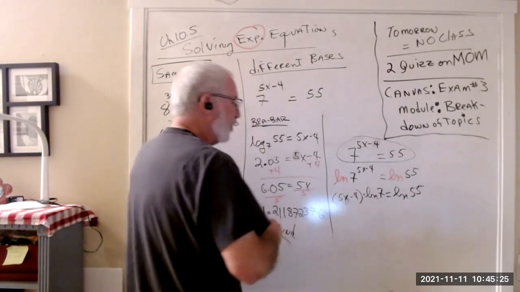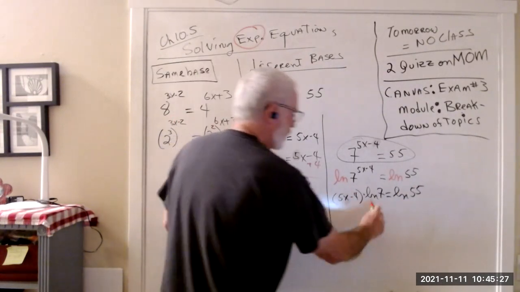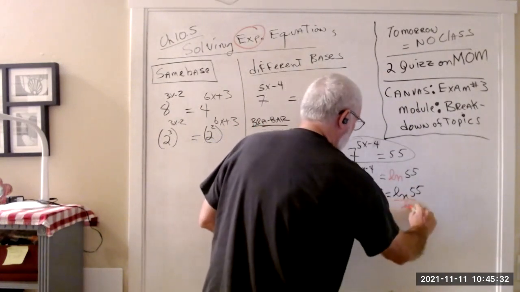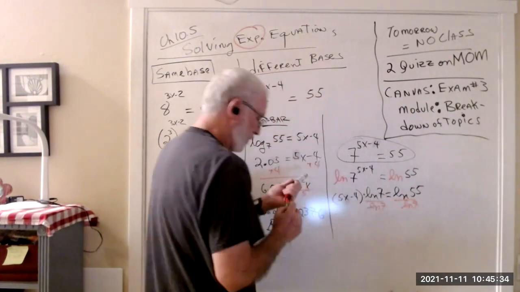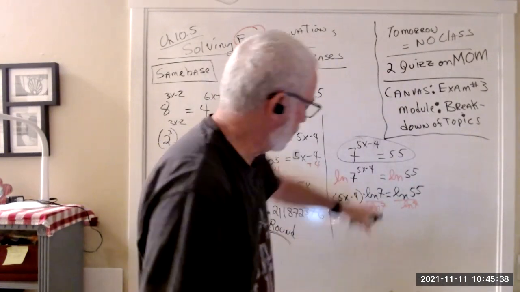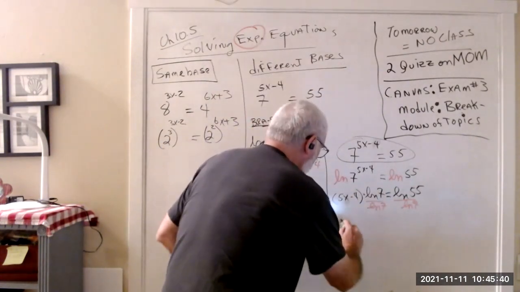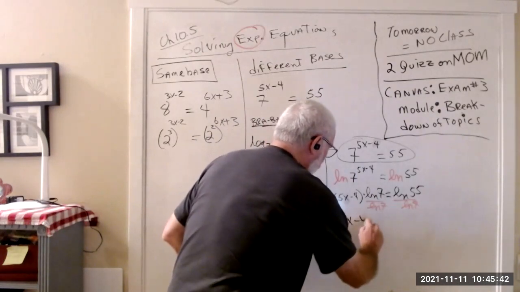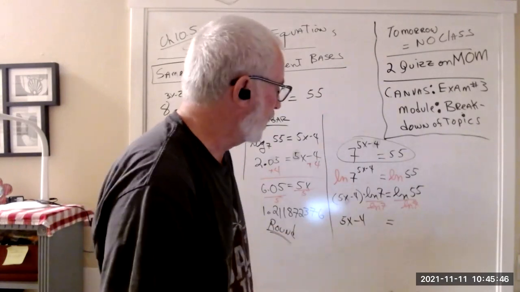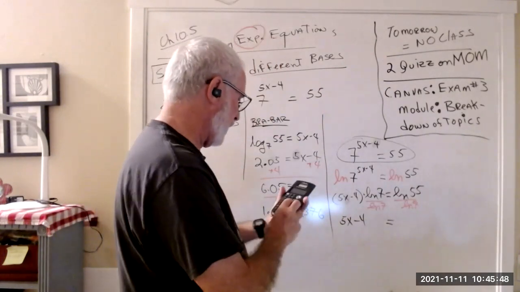So now we want to divide both sides by the ln of 7. Those will cancel out, and we're going to get 5x minus 4 equals the ln of 55 divided by the ln of 7.